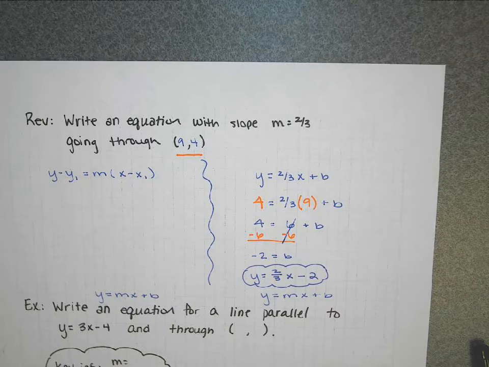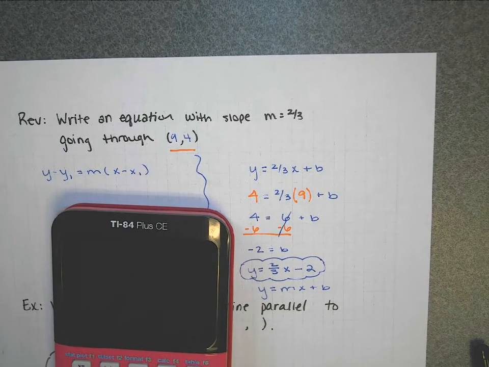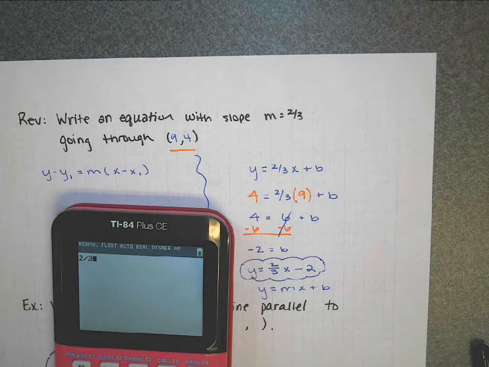And we could check that now. We could take our calculator and we can plug in 9 and make sure we get 4. So if we type in 2/3 times, plug in 9 for x, -2, we should get 4, and we do. So we know that that equation is correct.